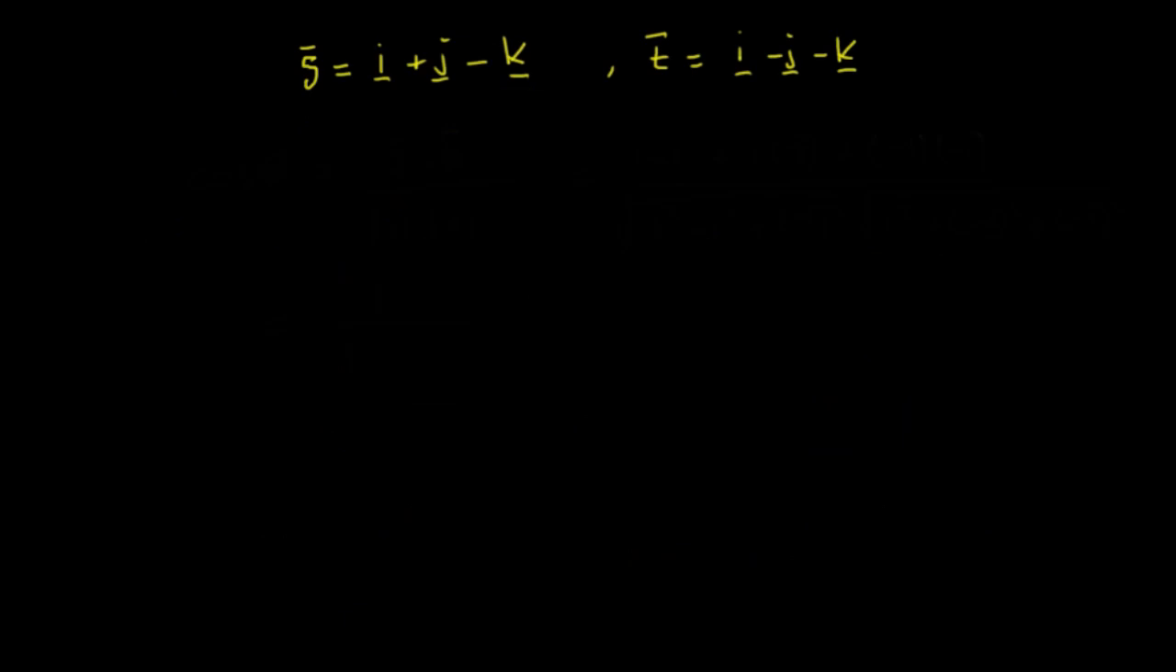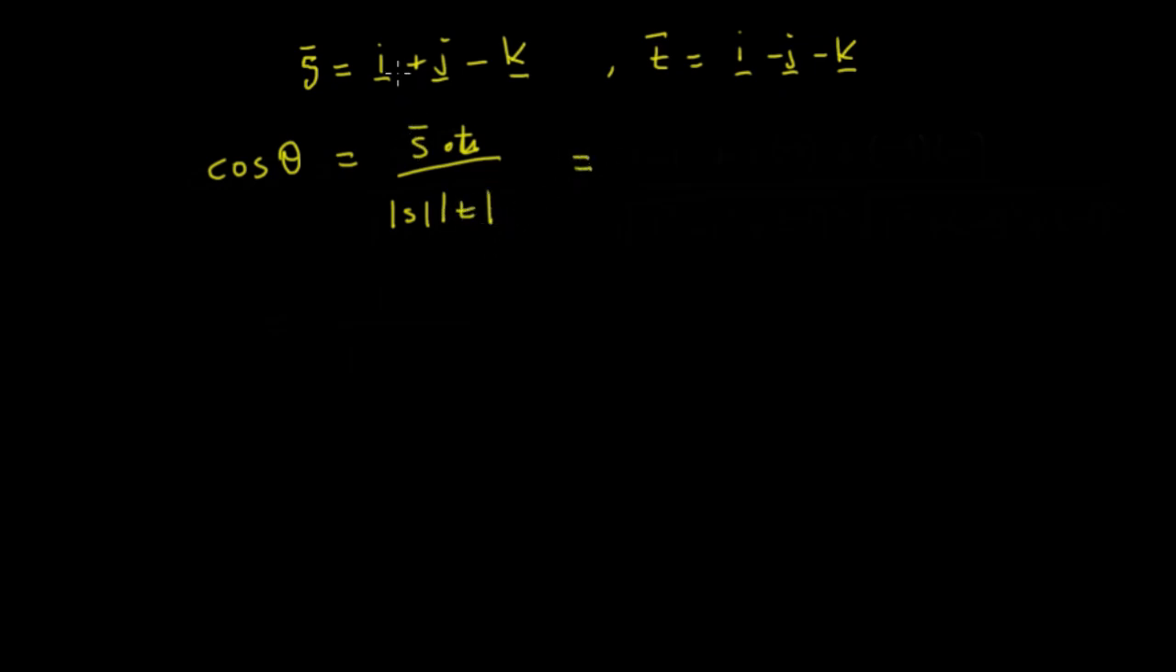So let's find the angle between these two vectors, s and t. Now these are written in terms of the unit vectors i, j and k. So we know that the cos of the angle in between them, let's call it theta, is equal to the dot product of vector s with vector t, divided by the length of vector s times the length of vector t.